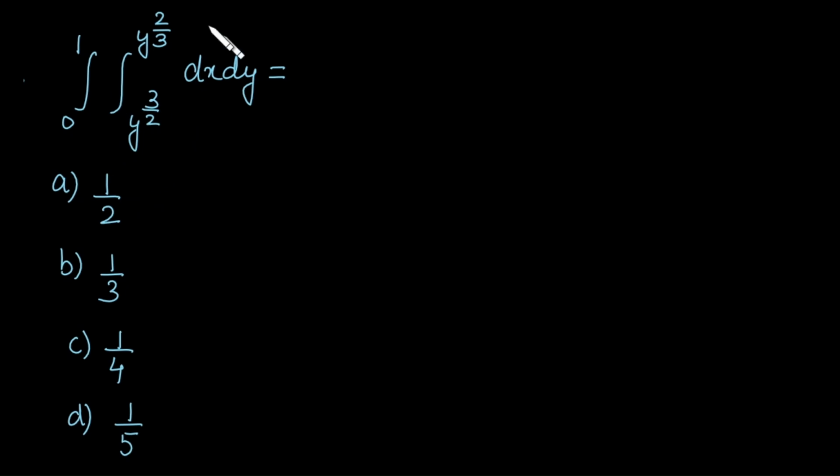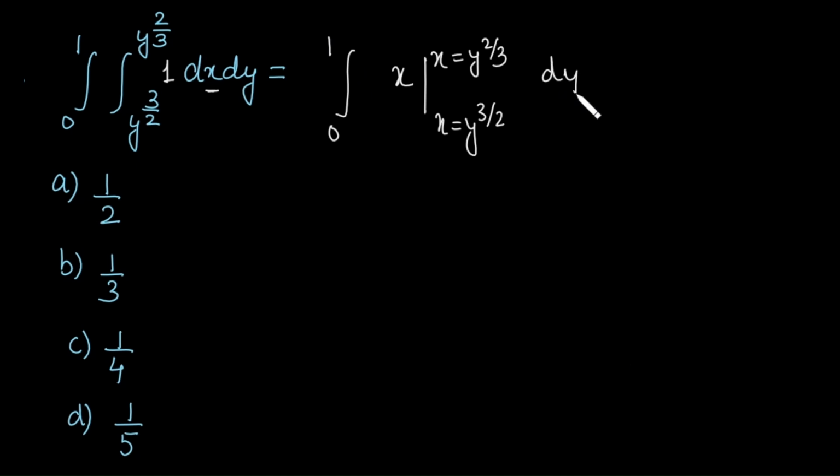Next question is find the double integration where the limits of y is 0 to 1, the limits of x is from y raised to power 3 by 2 to y raised to power 2 by 3 and the function is 1. So first we will integrate with respect to x and the function is 1. Integration of 1 with respect to x is x. Limits for x are y raised to power 3 by 2 to y raised to power 2 by 3 and this outer integral as it is. This is equal to, now substitute the limits of x, that is y raised to power 2 by 3 minus y raised to power 3 by 2.